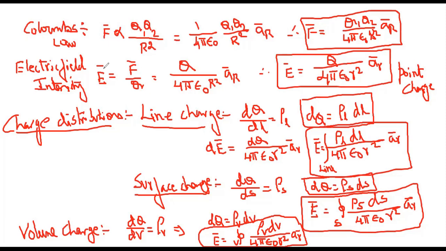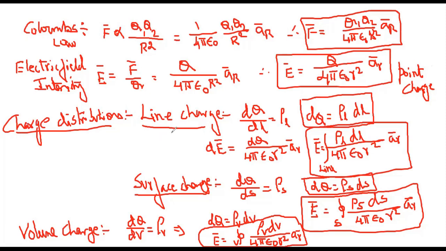The definition of the electric field intensity, or electric field strength, is force per unit charge. E bar is equal to Q by 4 pi epsilon naught R square into AR bar. That we can take as a point charge, the electric field intensity at the point charge.